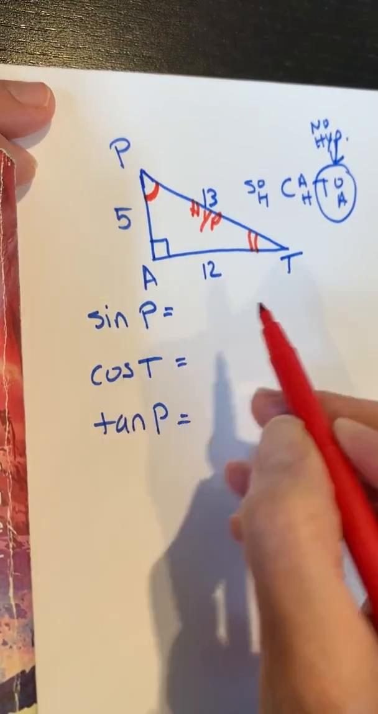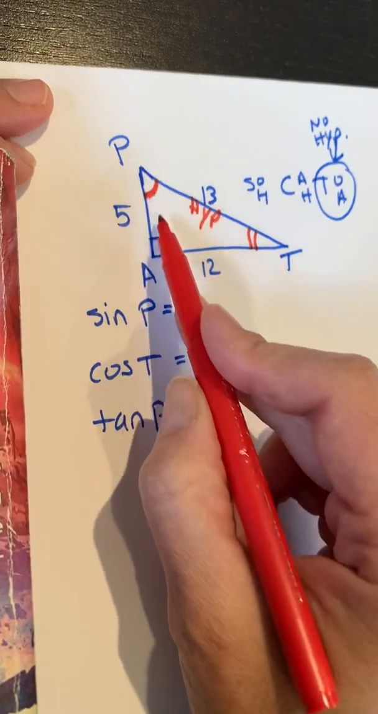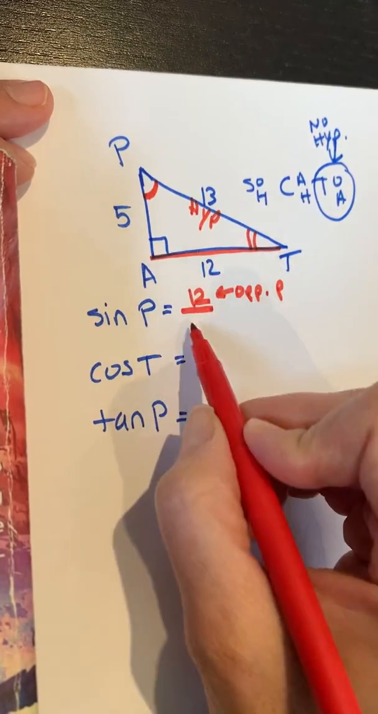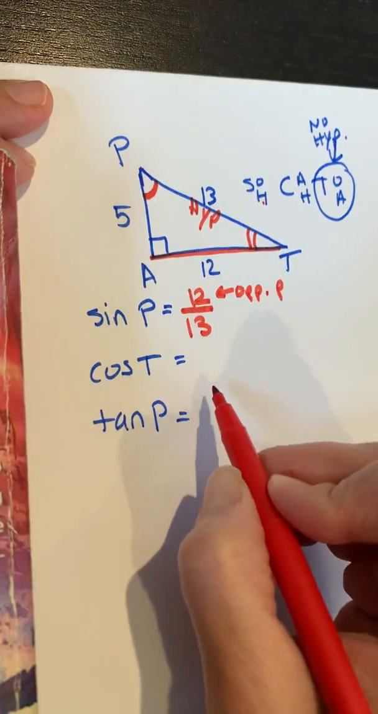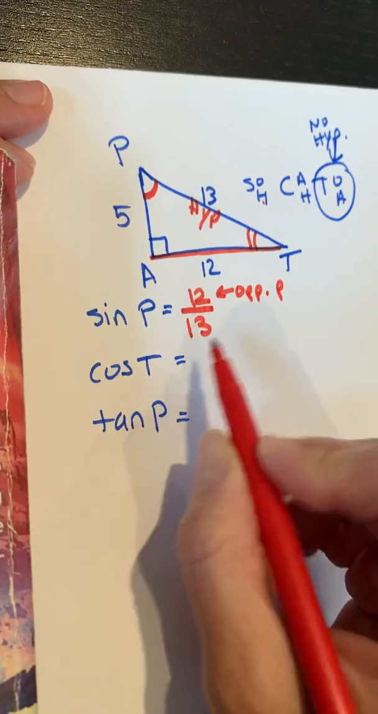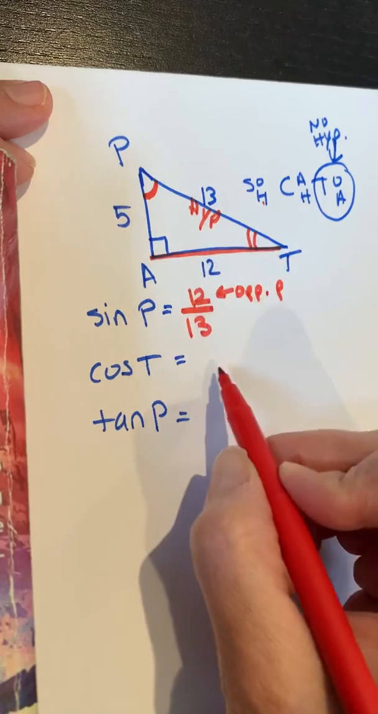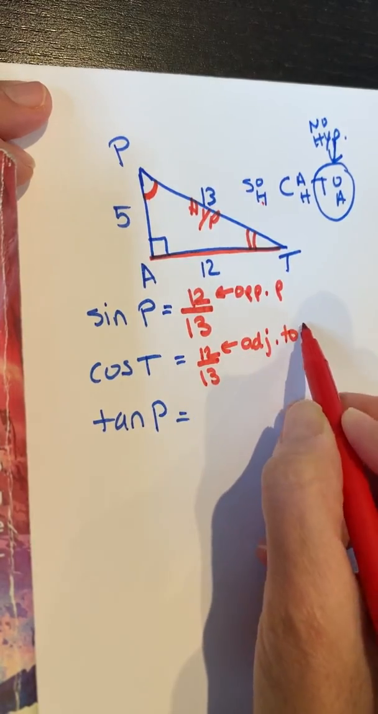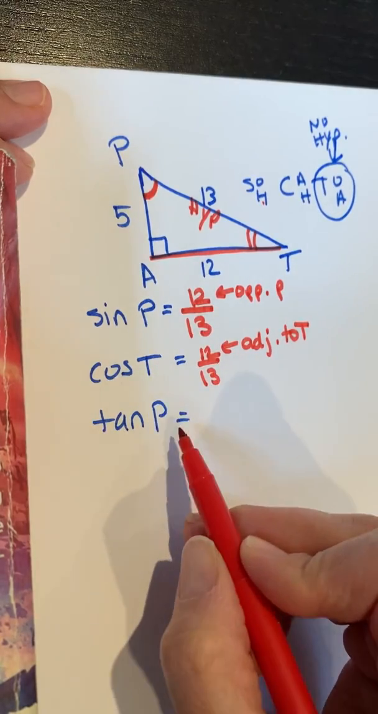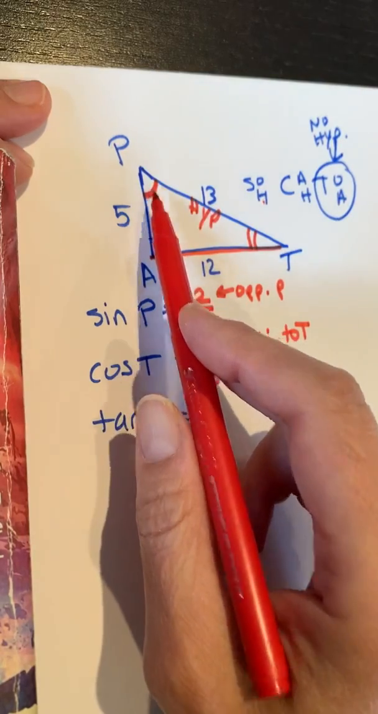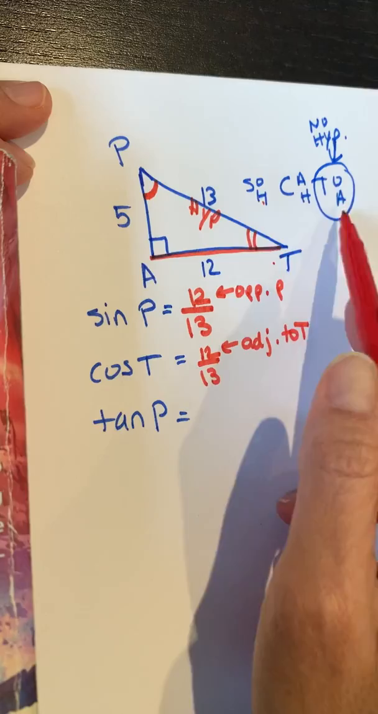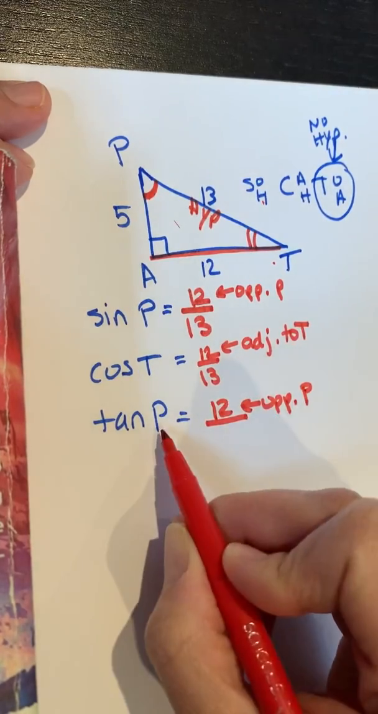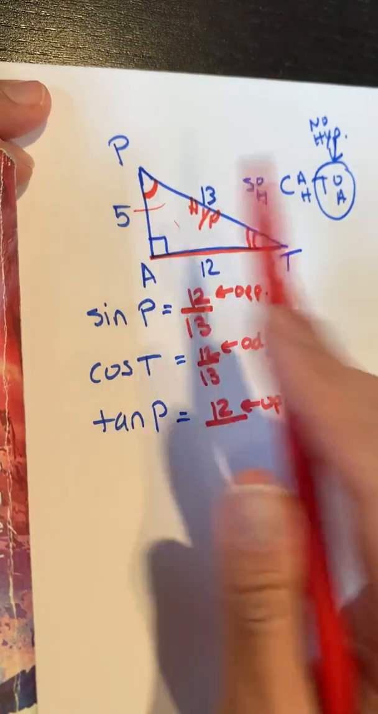So when they say sine of P, I have to say what's opposite P. So the side opposite P is 12, because that's opposite P. And hypotenuse is 13, because that's the hypotenuse, okay? And so cosine of T. Well, cosine of T is the side adjacent to T, 12, and then hypotenuse, 13, because this is adjacent to T, because that's the angle they're talking about. And tan of P, I go to P, this angle right here, and I go opposite over adjacent, OA. So opposite P, 12, that's opposite P, and adjacent to P is 5.